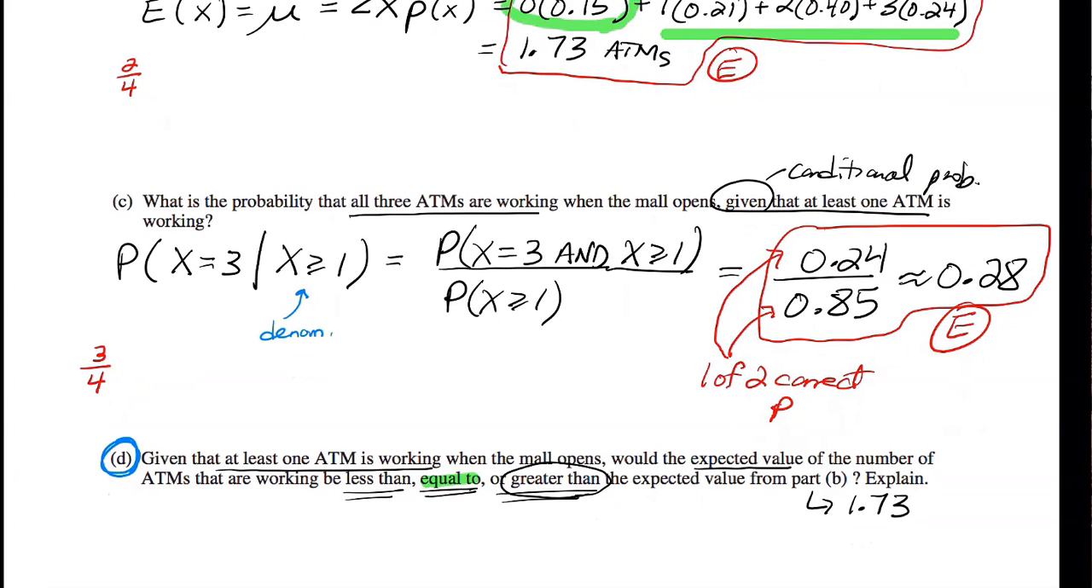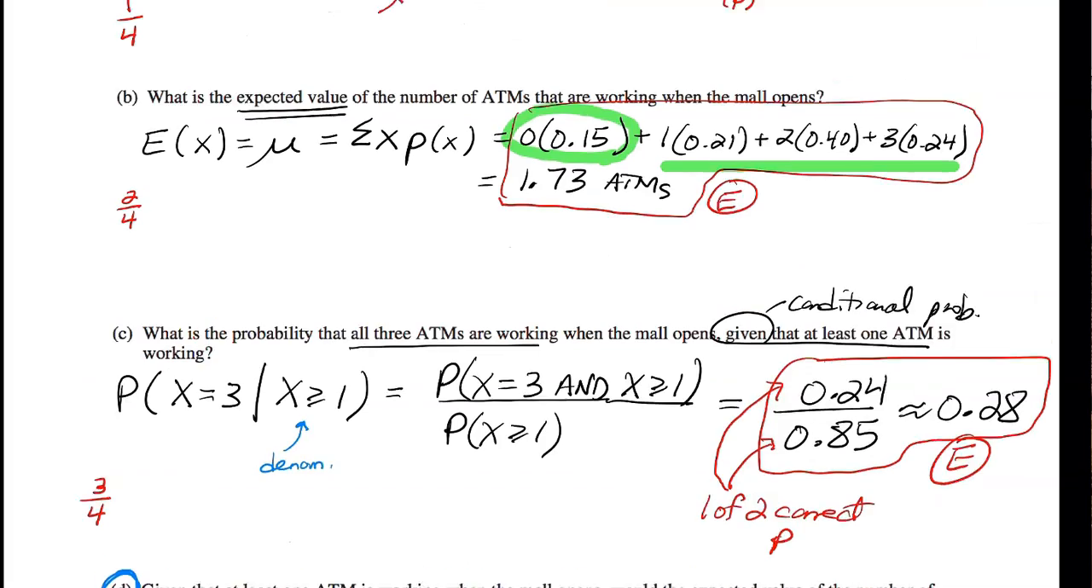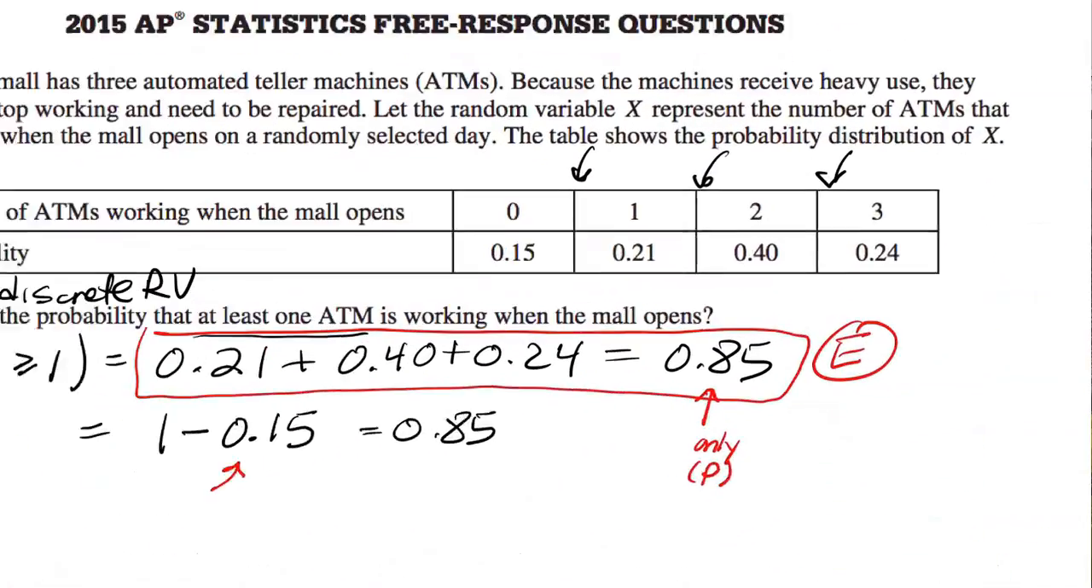So let me explain why. First, we'll say the expected value would be greater than 1.73 if we remove the 0 ATM option. Why is that? Here's 2 different ways that you can think about it.